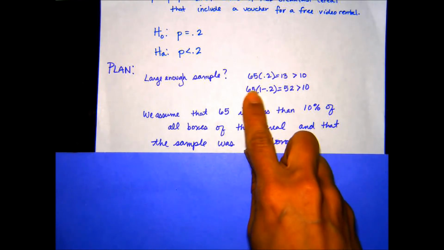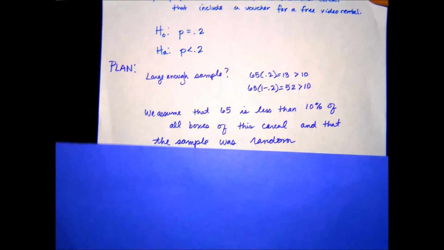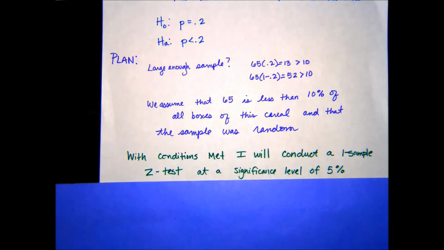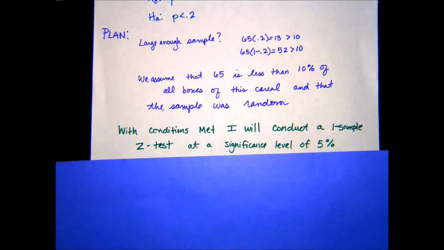The problem tells us to assume the sample is random. We also assume that 65 is less than 10% of all boxes of this type of cereal. That is a very safe assumption, that the company is making more than 650 boxes. So with conditions met, I will conduct a one sample Z test at a significance level of 5%. We were not given a significance level. You really should state that level before you run your test. It needs to be stated somewhere.